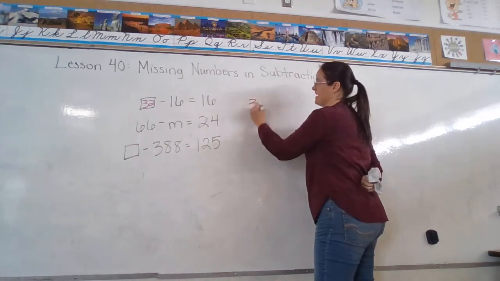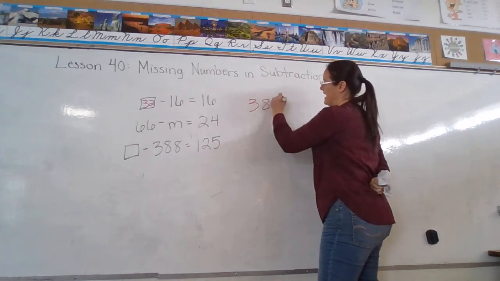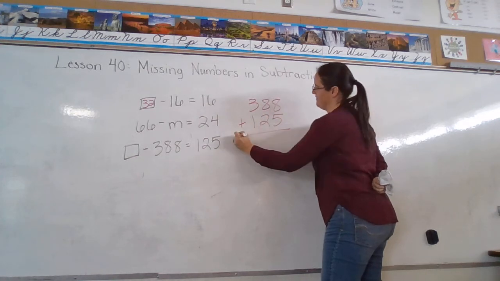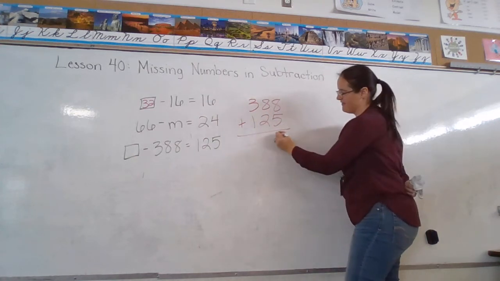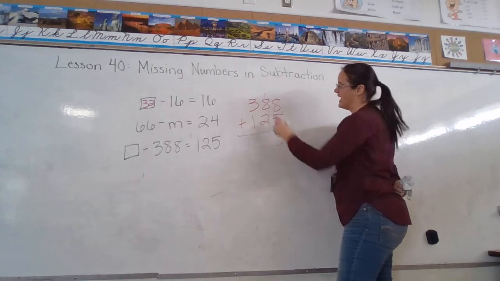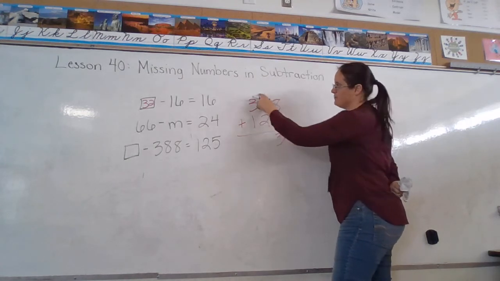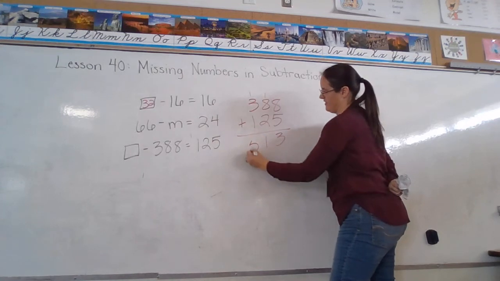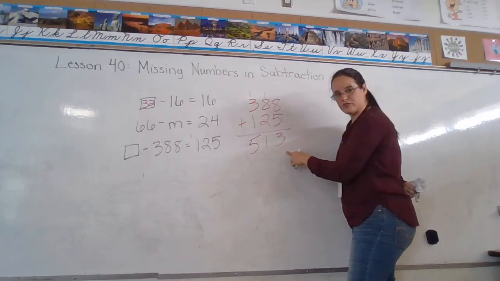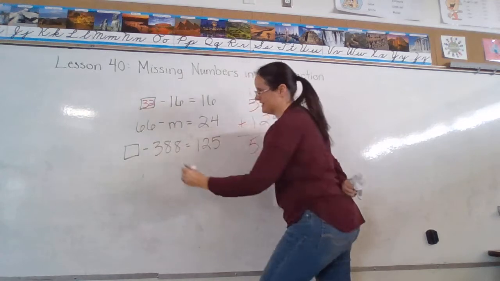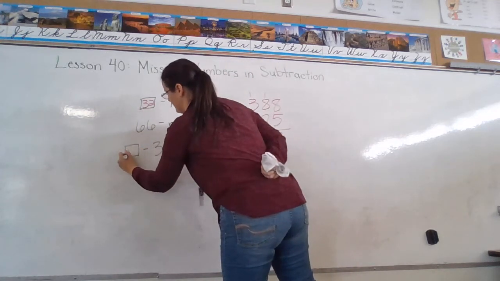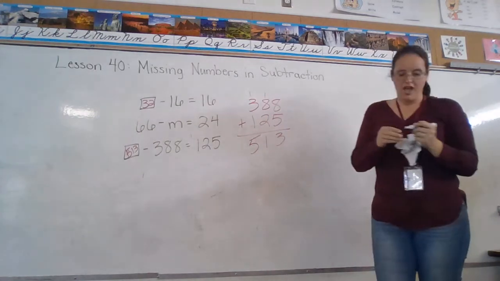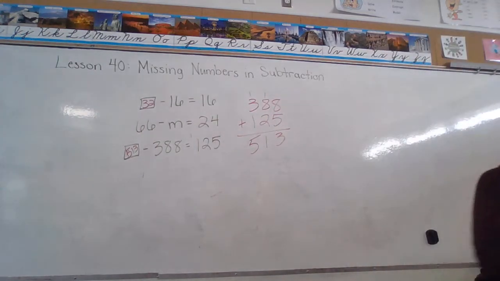So we have 388 plus 125. 8 plus 5, 13. 8 plus 2 is 10, plus the 1 is 11. 3, 4, 5. So I have 513 for this answer. Oops, 513. Okay? All right, last problem is a word problem.